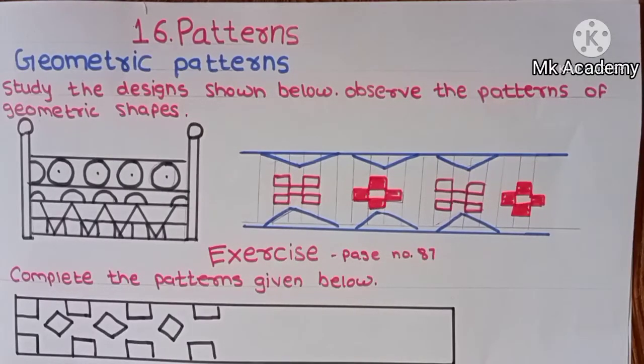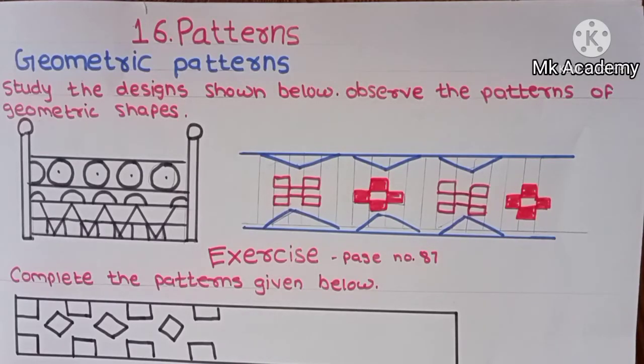Hello students, today we are going to learn chapter number 16, Patterns, for standard 3 mathematics. First is geometrical pattern. Geometrical pattern means there is a use of triangle, square, rectangle, half circle, circle in the given pattern. Therefore it is called geometrical pattern.